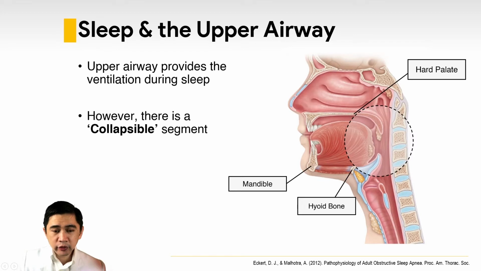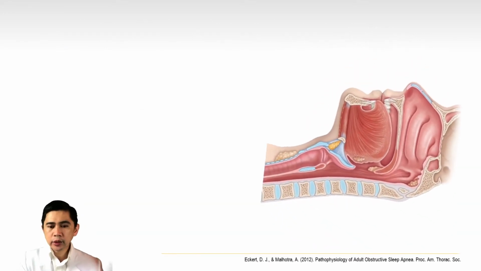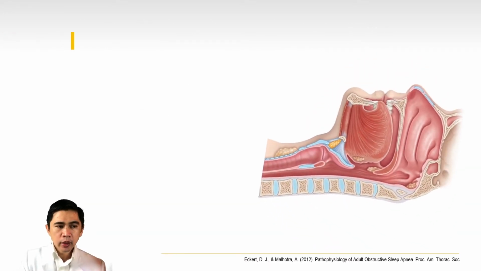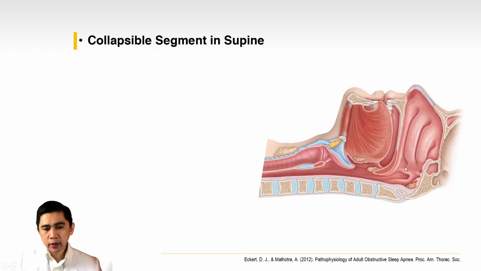Now this segment is very important when we're talking about obstructive sleep apnea, as you will learn later. When a person goes into sleep in a supine position, this collapsible segment in the upper airway might be problematic for some people because it might collapse and will block the airway. So this is the airway when we sleep in a supine position. When this collapsible segment collapses, air won't be able to get through and reach the lungs.